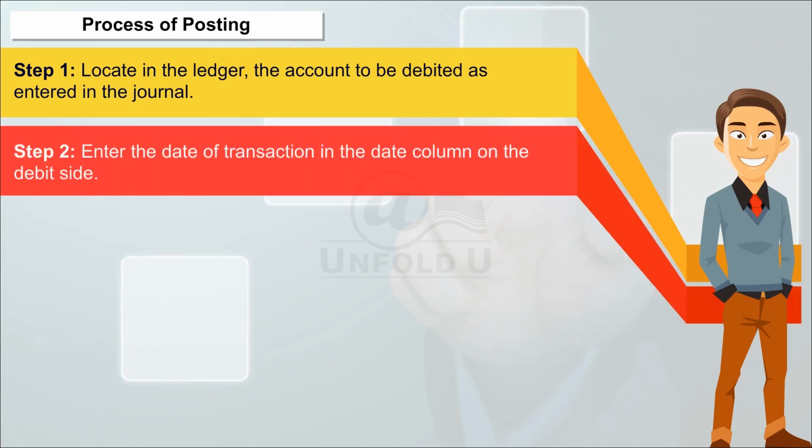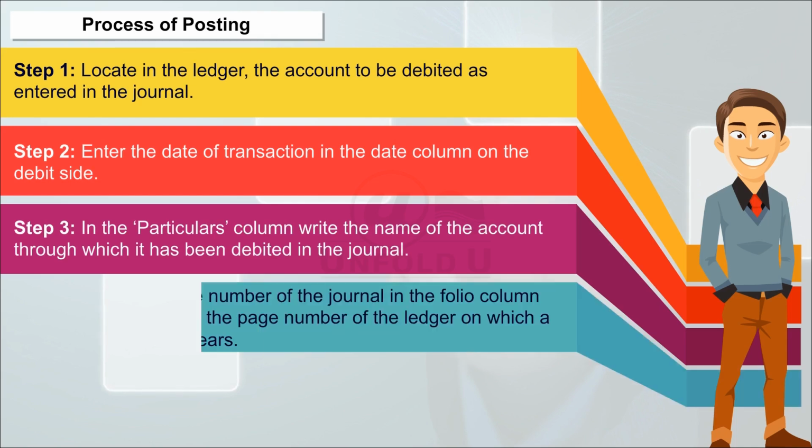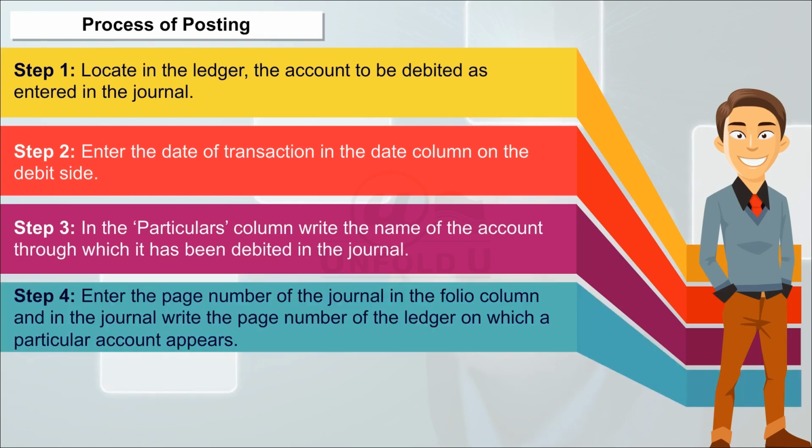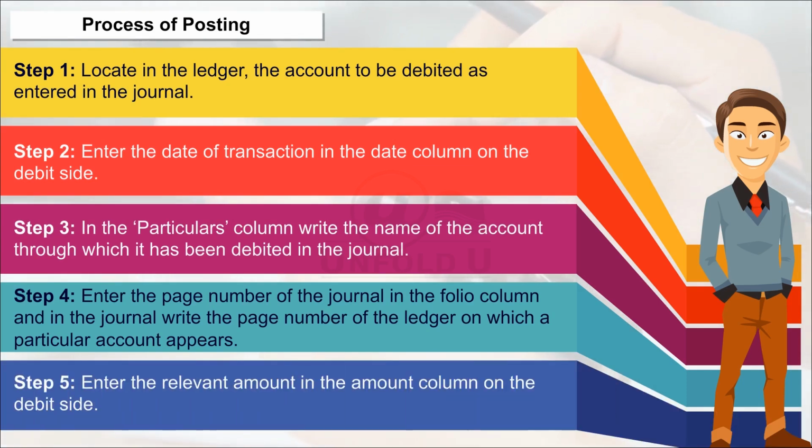Step 2. Enter the date of transaction in the date column of the debit side. Step 3. In the particulars column, write the name of the account through which it has been debited in the journal. Step 4. Enter the page number of the journal in the folio column, and in the journal write the page number of the ledger on which a particular account appears. Step 5. Enter the relevant amount in the amount column on the debit side.